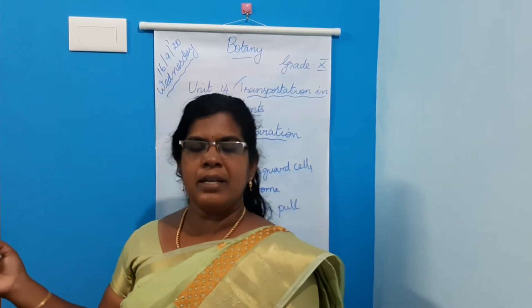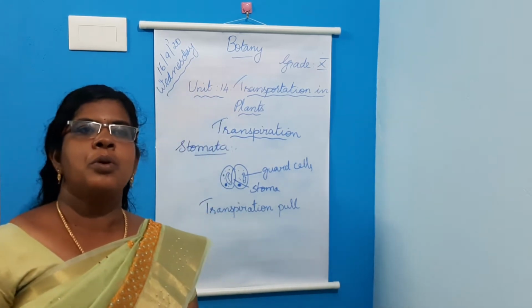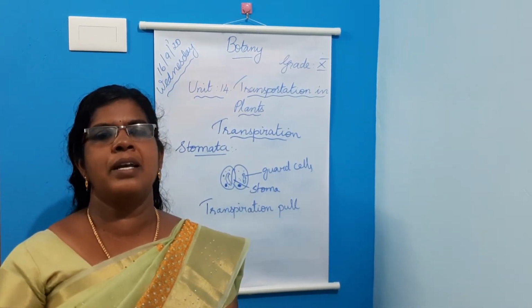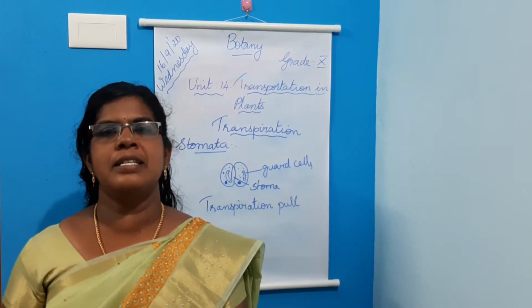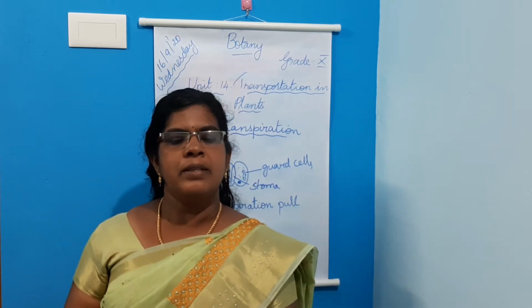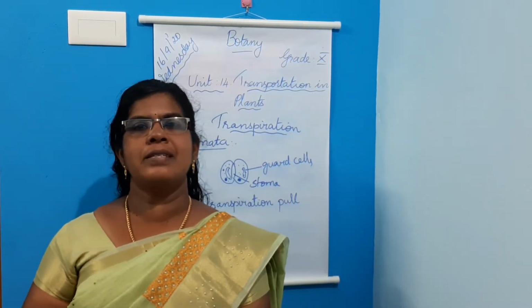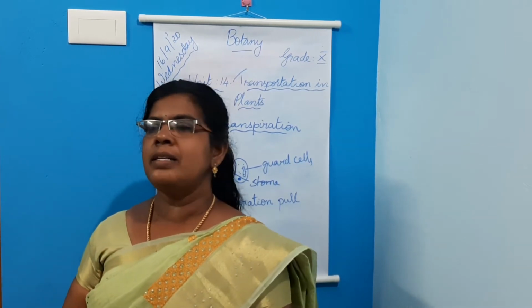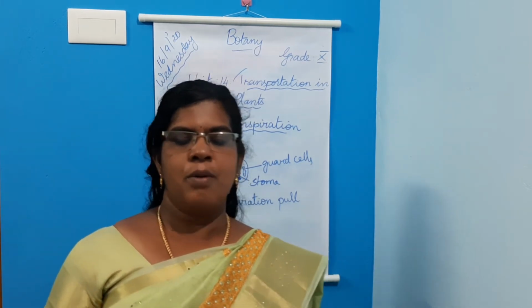Listen, all minerals cannot be absorbed passively. Most of the minerals enter into the root cell by active absorption. This active absorption needs energy in the form of ATP. So the cells utilize ATP to transport the substances across the membrane. Then they are transported to all parts by transpiration pull.